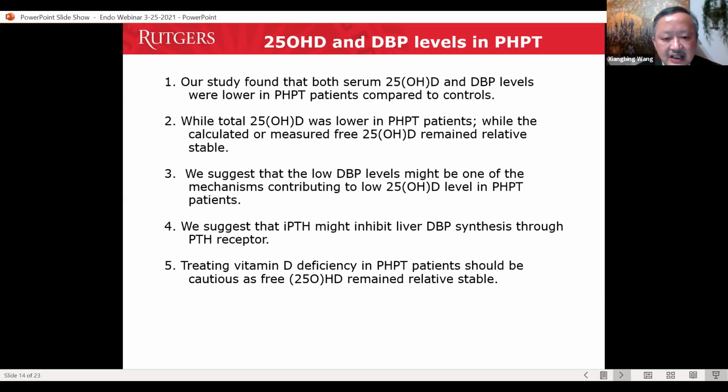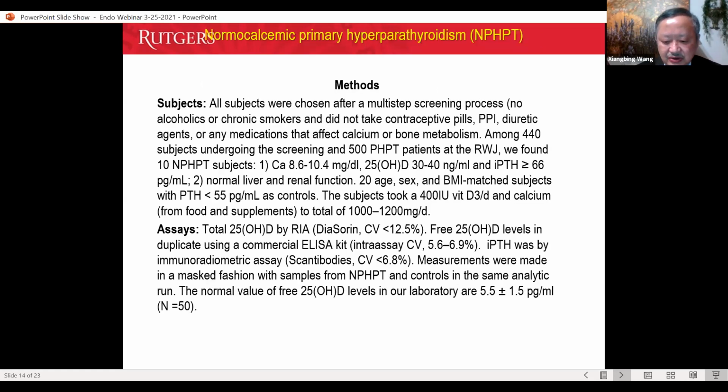We also suggest clinically that we should be cautious in treating the low vitamin D or vitamin D deficiency in this kind of patient, since the free vitamin D remains relatively stable, and we have more data to show that. And later on, we're talking about another concept.